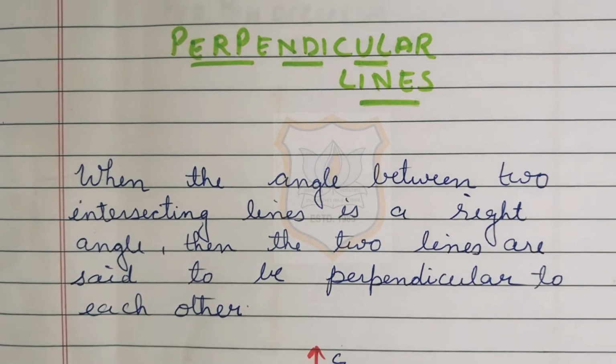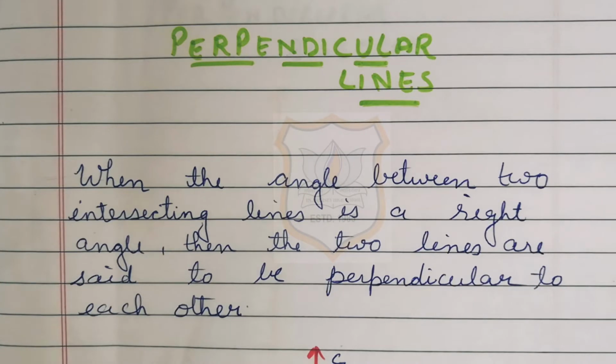Today we are going to discuss perpendicular lines and perpendicular bisector. Now students, what are perpendicular lines? When the angle between two intersecting lines is a right angle, then the two lines are said to be perpendicular to each other. We can also say when a line intersects another line at 90 degrees, then it is perpendicular to it.